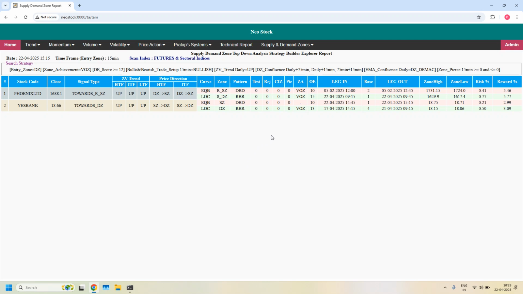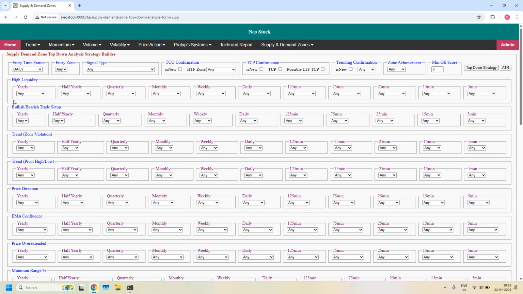So this is about the bullish trade setup for daily income trade. Next, the bearish trade setup for daily income trade. Entry time frame daily. Entry zone is supply zone. In bullish or bearish, the entry time frame should be 15 minutes. I made a mistake here. So for daily income trade, bearish trade setup, entry time frame is 15 minutes and entry zone is supply zone.